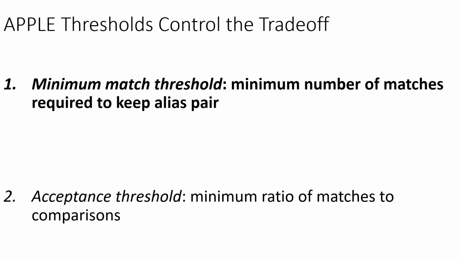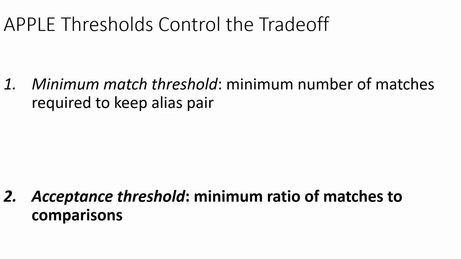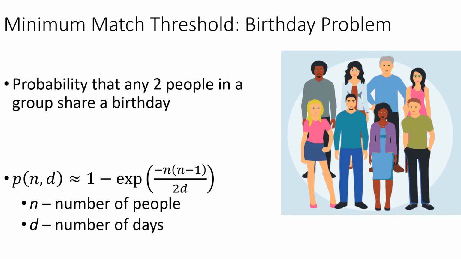So in Apple, I parameterized it with two different thresholds that control the trade-off I just mentioned. The first is the minimum match threshold, which determines how many vantage points need to have the same reply TTL for both addresses. And this helps limit the probability of a random collision. The second threshold, the acceptance threshold, dictates the minimum ratio of matching reply TTLs to comparisons.